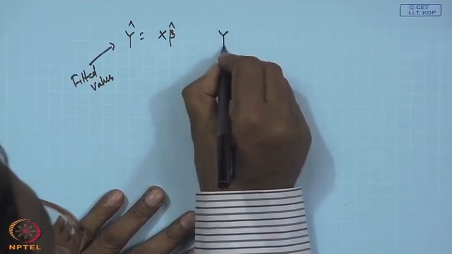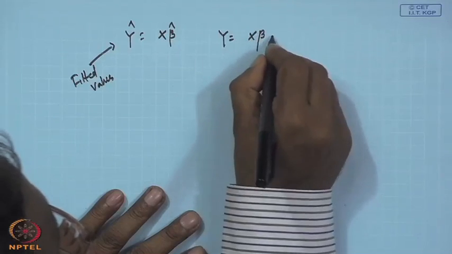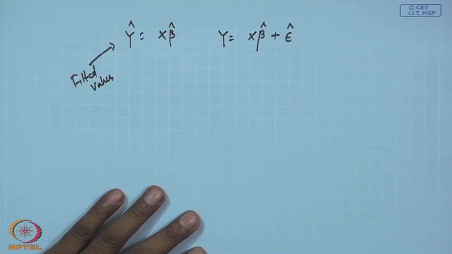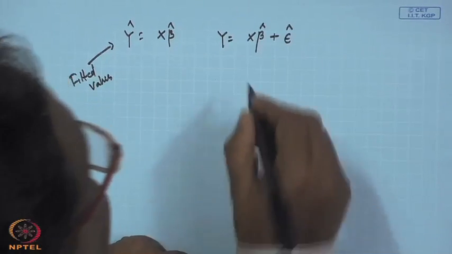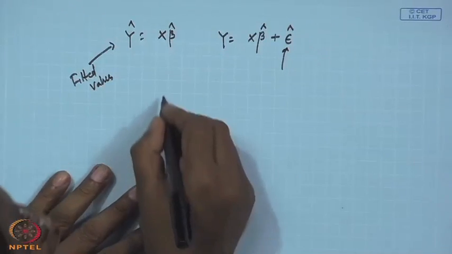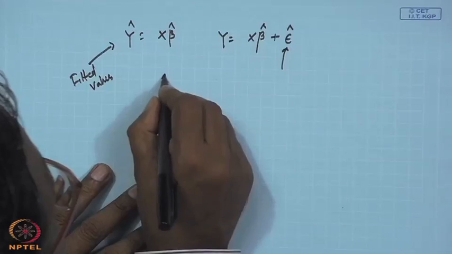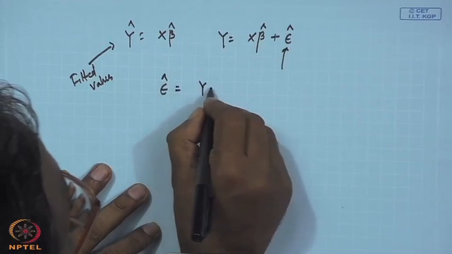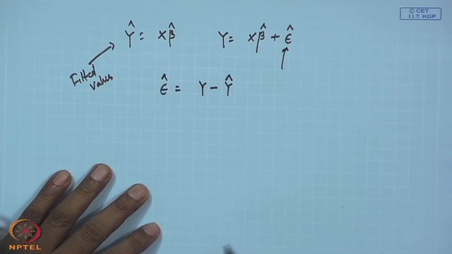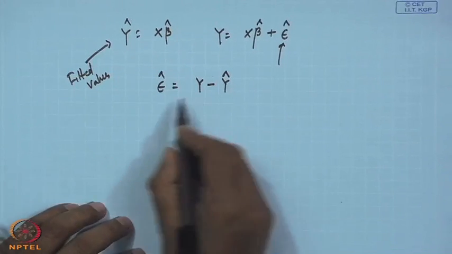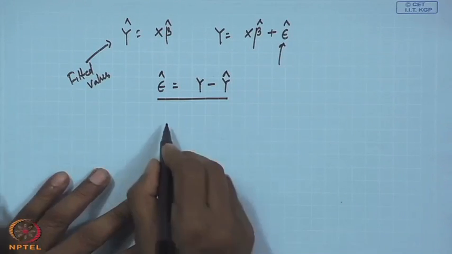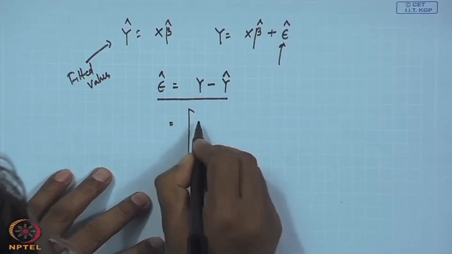So, your original observations are y equal to x beta plus epsilon cap, because from the parameter estimation point of view you have to estimate this epsilon also. Then from these two we can write epsilon cap is equal to y minus y cap, and that is also what you require to find out. If this is the case, what do you require to do?